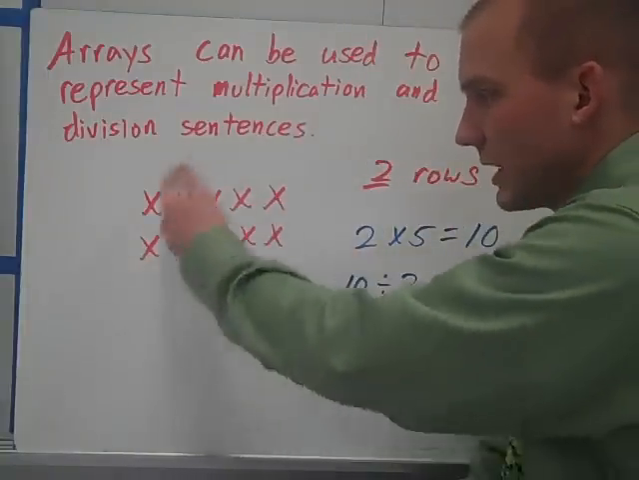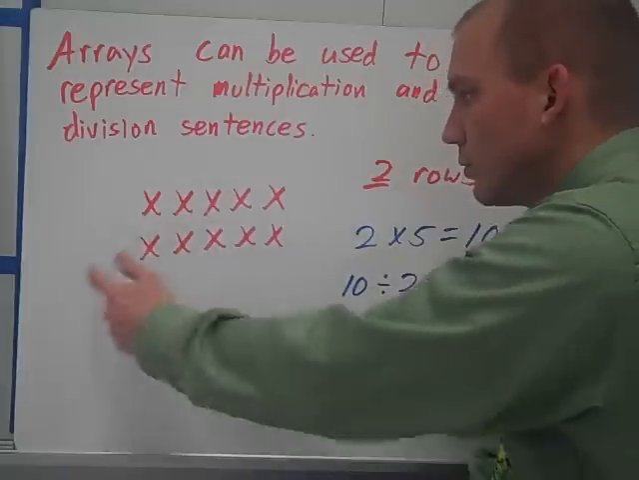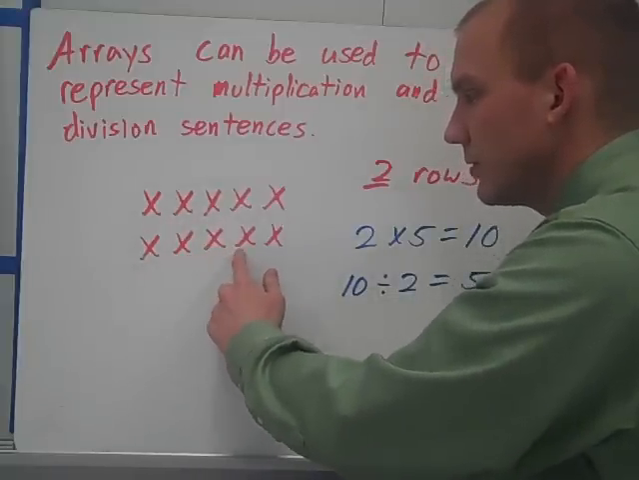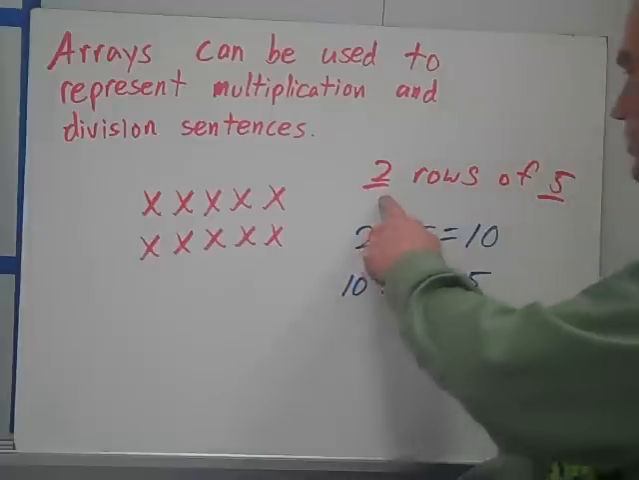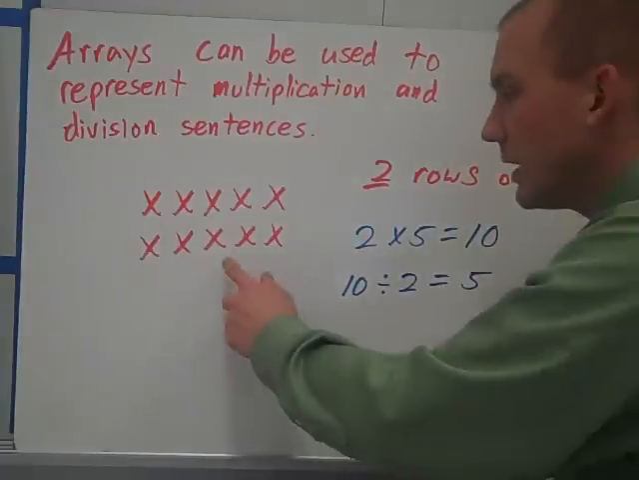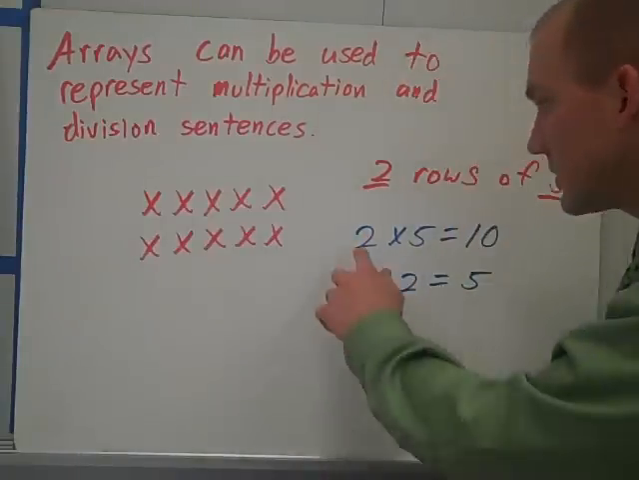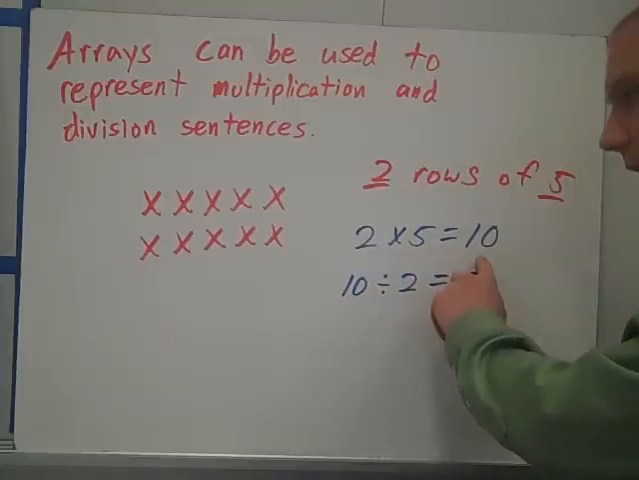So this is the same array from the board before. You have your two rows, and in each row there's 1, 2, 3, 4, 5. Or 5 columns. 2 rows of 5. The multiplication sentence to represent this would be 2 times 5 equals 10.